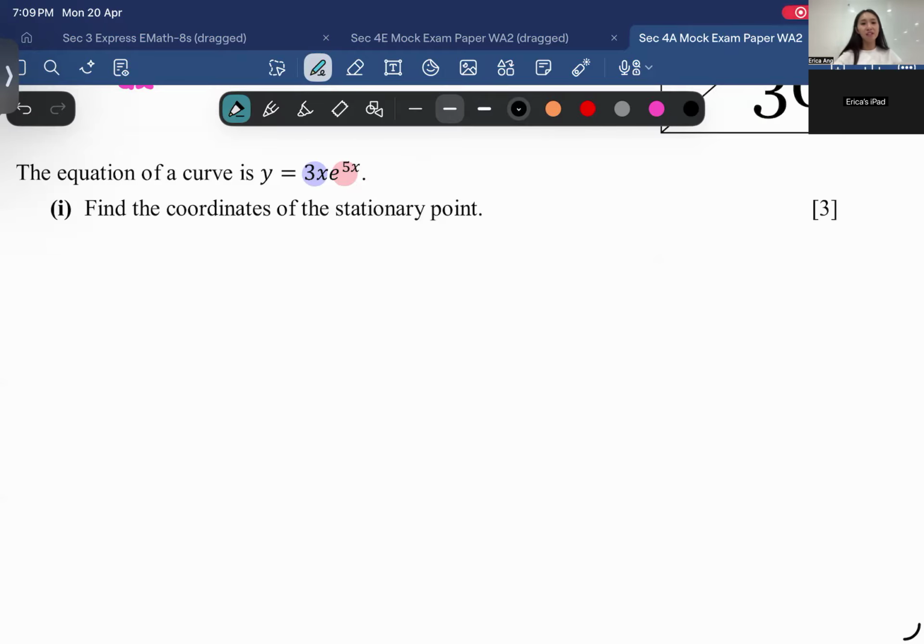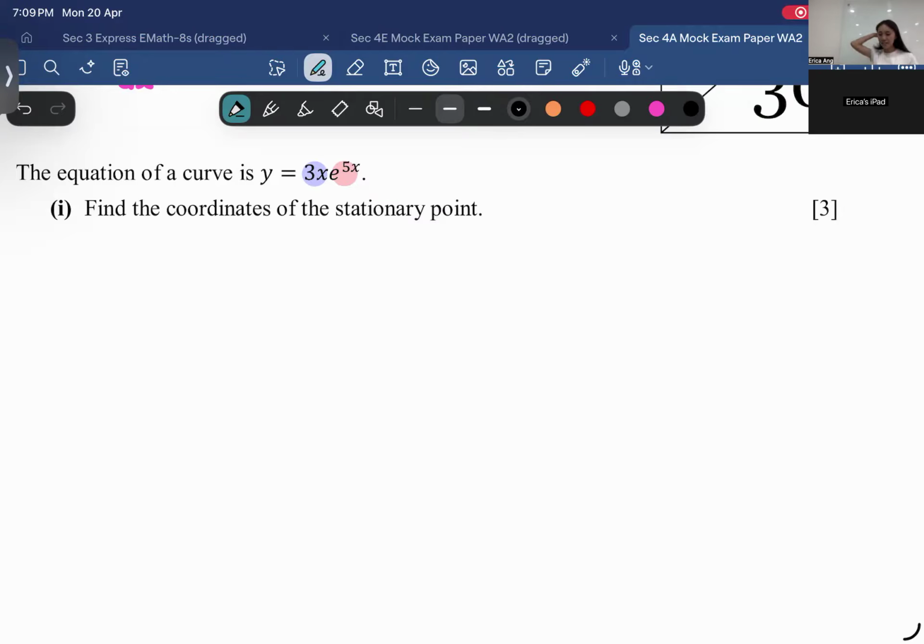Guys, the coordinates of the stationary point, please give me exact, okay? Guys, come, can we check together?